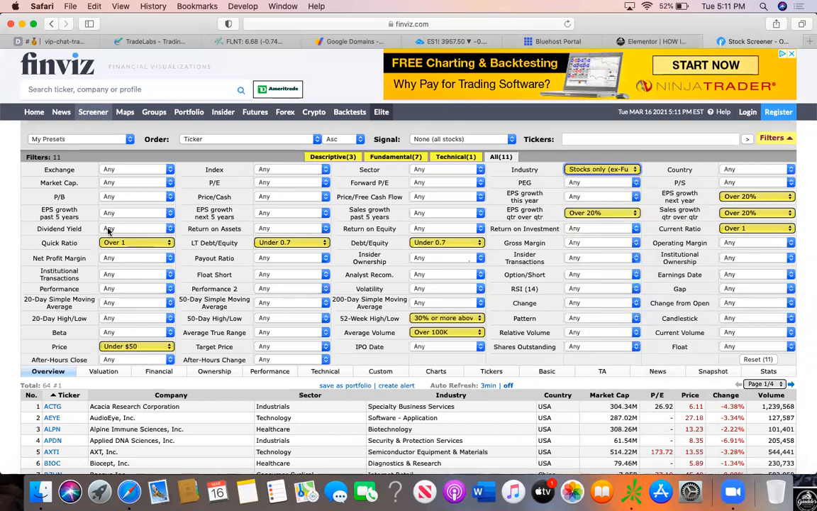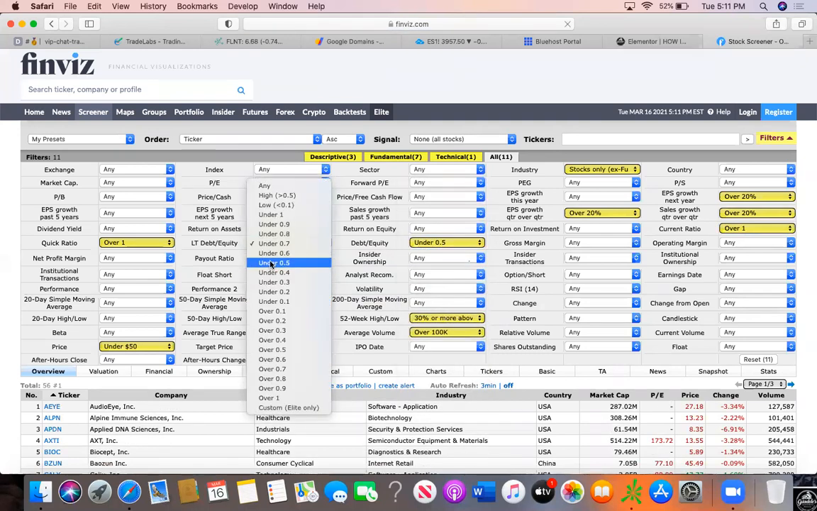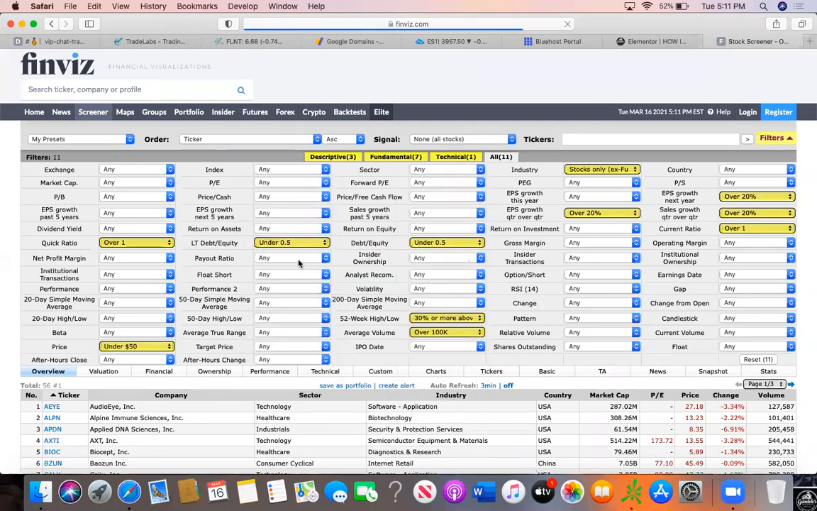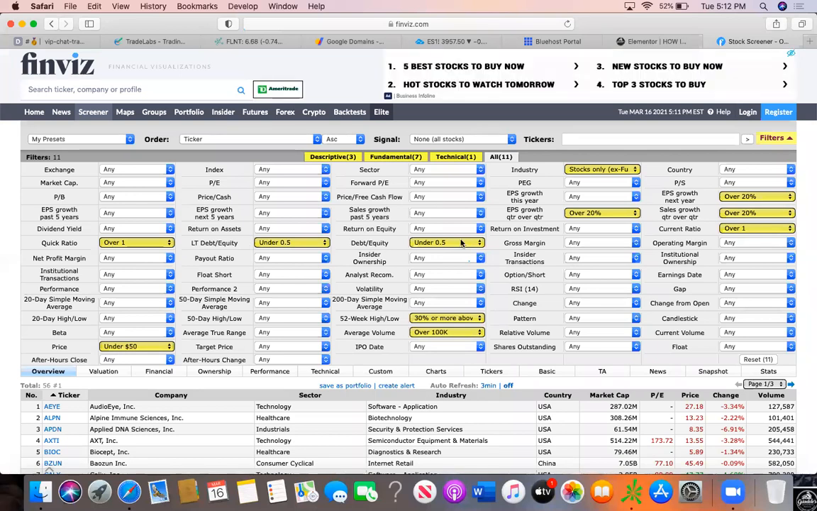So I'm going to go over all the settings right here. The industry is stocks only. The quick ratio is over 1, so they have money. Current ratio over 1, kind of want to keep them the same. The long-term debt, you could play with this one a little bit. I usually like to start it at 0.07, and I can move it down to 0.05, which just lowers the debt for both of these.